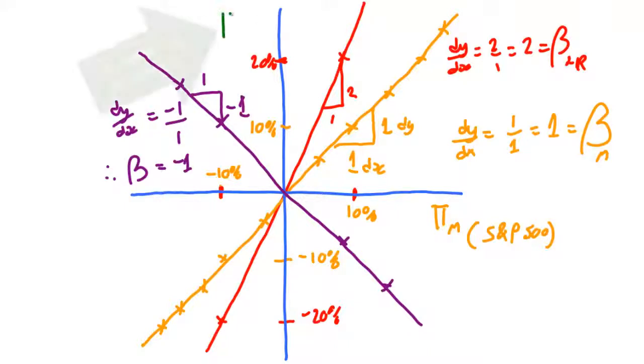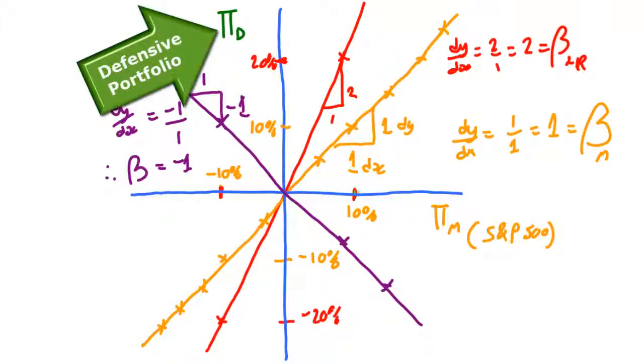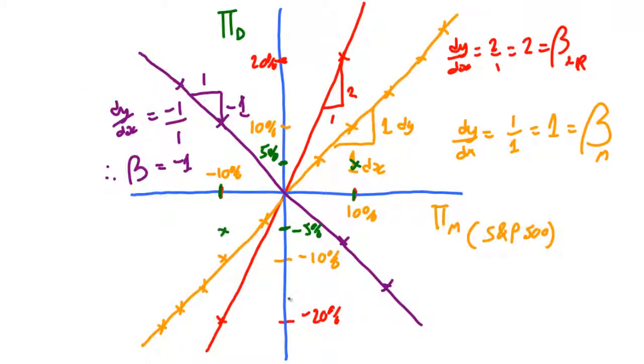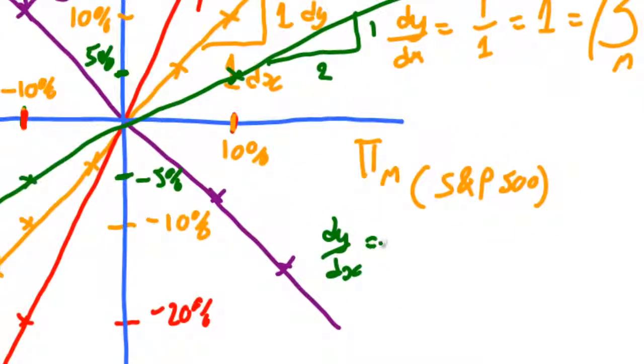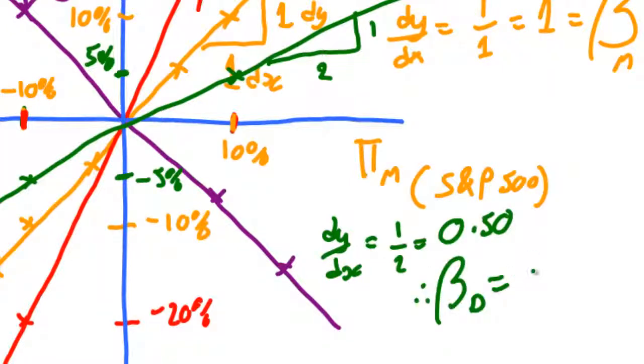Some more typical investments are what's called defensive stocks. These might include some utility company indexes or some supermarket company indexes. These defensive stocks are less risky than the market, so they have betas of less than 1. Let's say this particular defensive portfolio is really defensive. It has a calculated beta of just half.